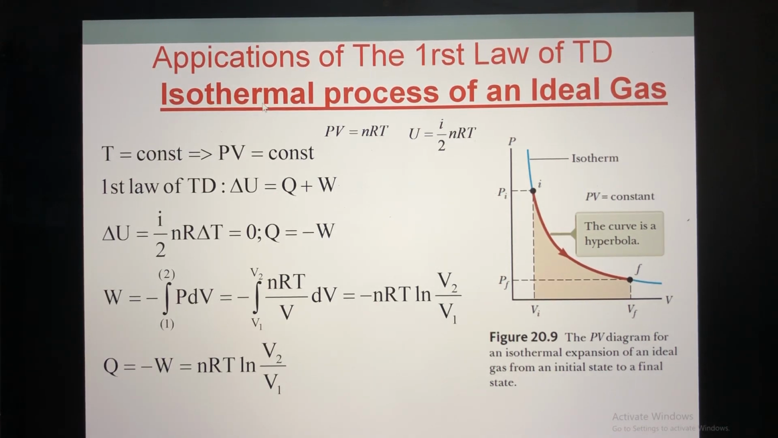Firstly, let's talk about this process. What does it mean? When you hear thermal, that is something related to temperature. If isothermal, that means temperature is a constant. If temperature is a constant, take a look at this equation. PV, P times V equals constant. This one we call the equation of this process. It means P1 V1 equals P2 V2.